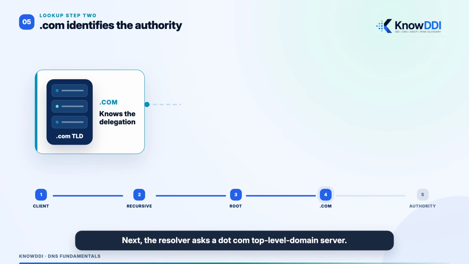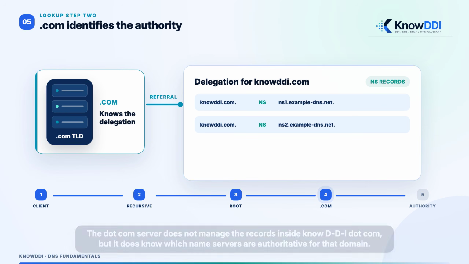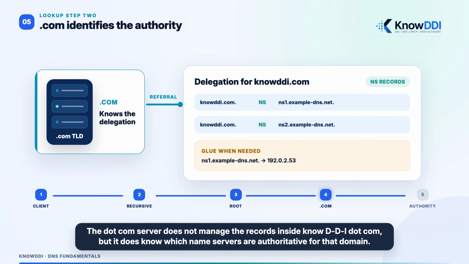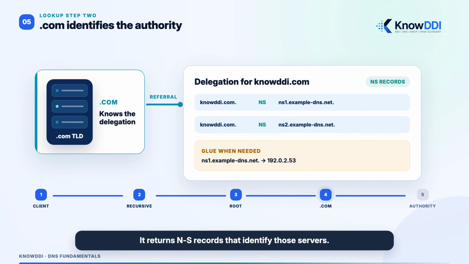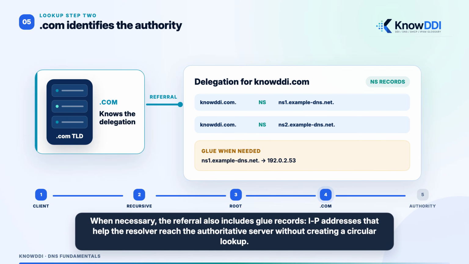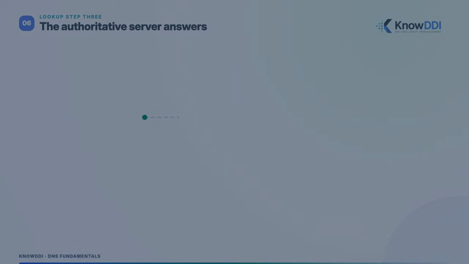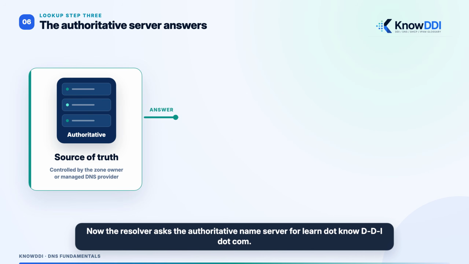Next, the resolver asks a .com top-level domain server. The .com server does not manage the records inside KnowDDI.com, but it does know which name servers are authoritative for that domain. It returns NS records that identify those servers. When necessary, the referral also includes glue records, IP addresses, that help the resolver reach the authoritative server without creating a circular lookup.